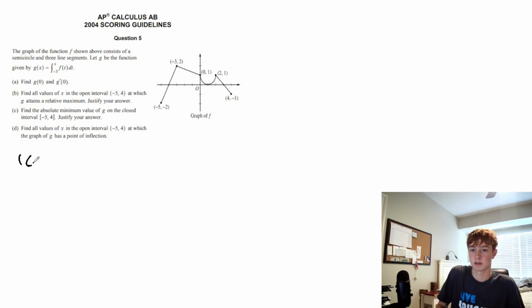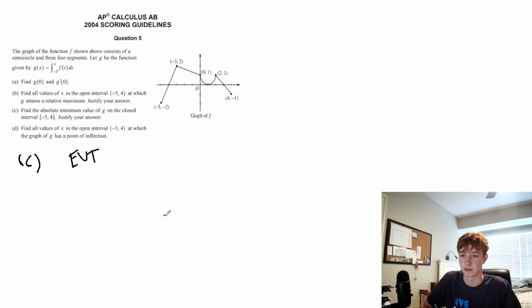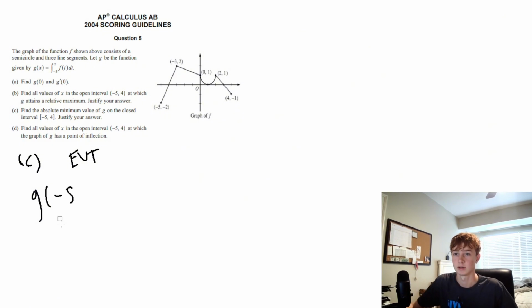Let's start with C. Using EVT, or the extreme value theorem, we know that candidates for the absolute minimum value of g are g of -5, let me write this a little neater.